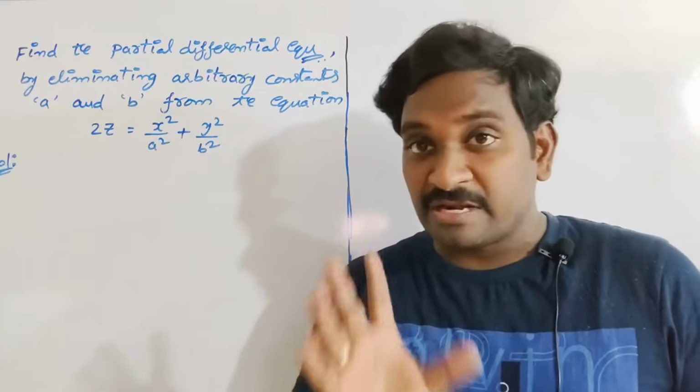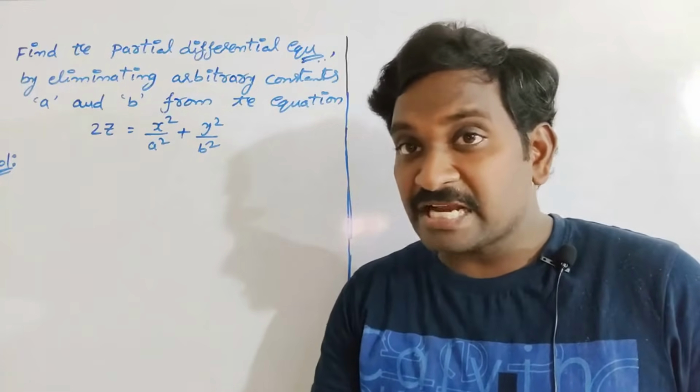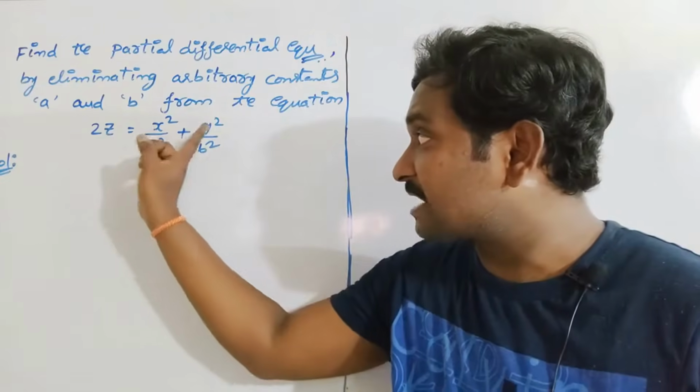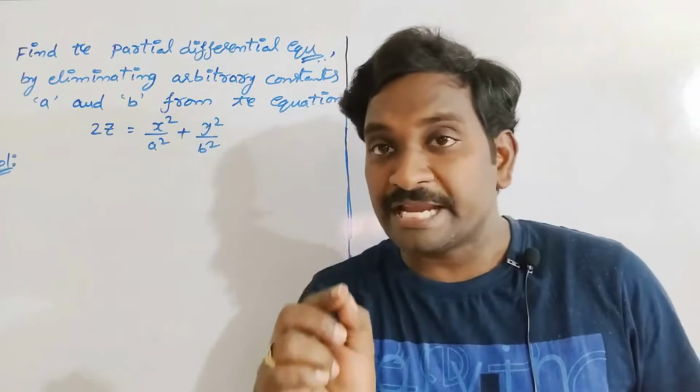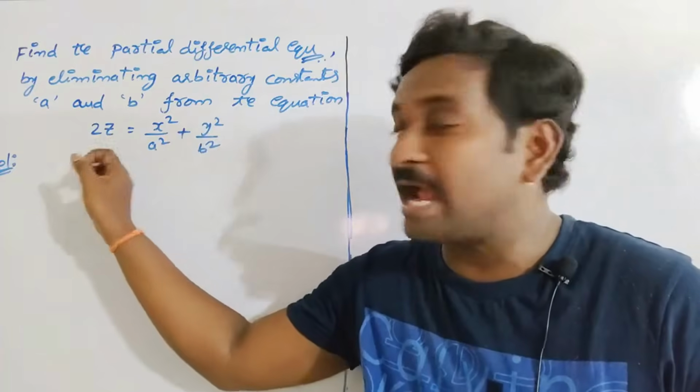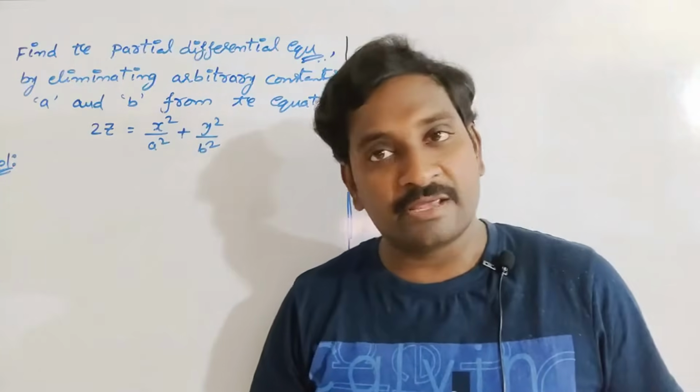Okay, so don't forget one important point. If a given relation contains the variables z, x and y, then always you should treat z as the dependent variable and x and y as independent variables.